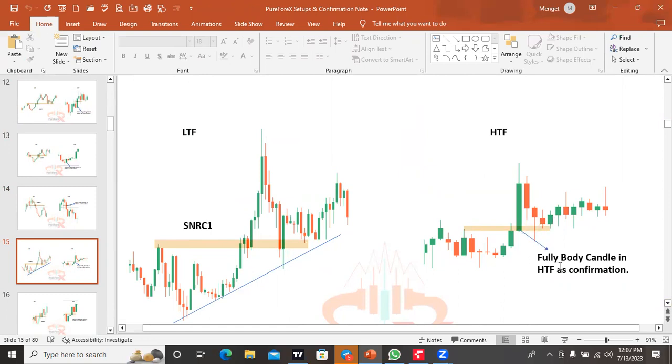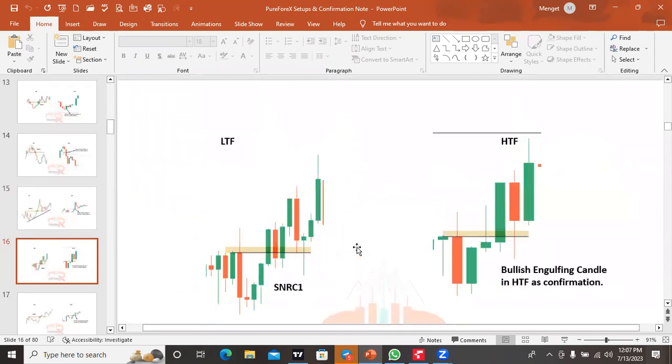We go to the higher time frame to look for bullish engulfing. But in this case, there is no bullish engulfing. We find a momentum candle, a full body candle like this. We know that when price comes, we're going to sell, right? That is why we're confident enough. You would have been confident enough to take this trade, right? So let's see another example.